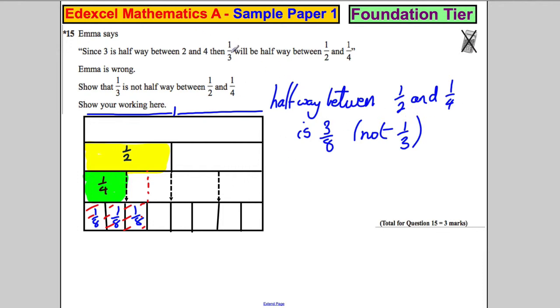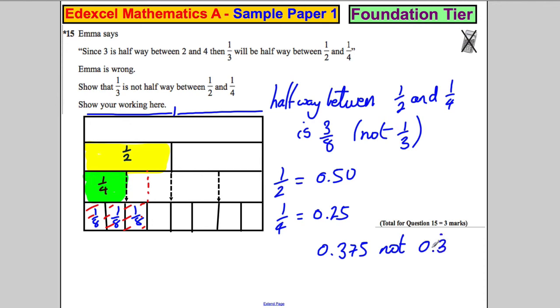Alternatively, you could use decimals. You could say that a half is equal to 0.5, you could say a quarter is equal to 0.25, maybe better write that as 0.50. So halfway between these, there's 0.25 between them, so half of that is 0.125, so halfway would therefore be 0.375, which is not a third, which is 0.3 recurring. You could say that, but I always like a picture method of doing these things.